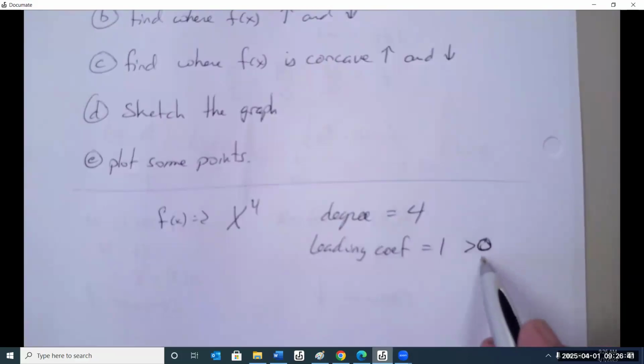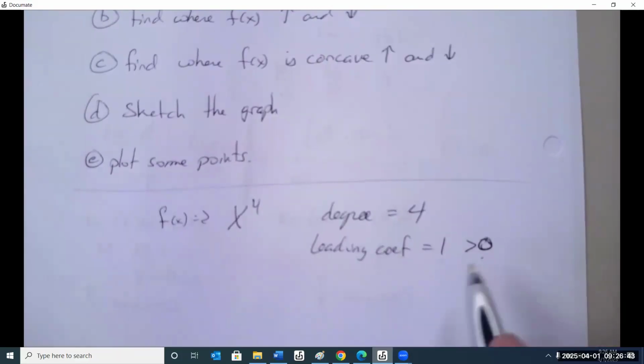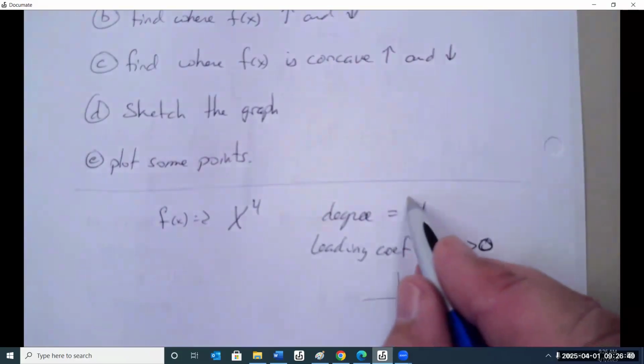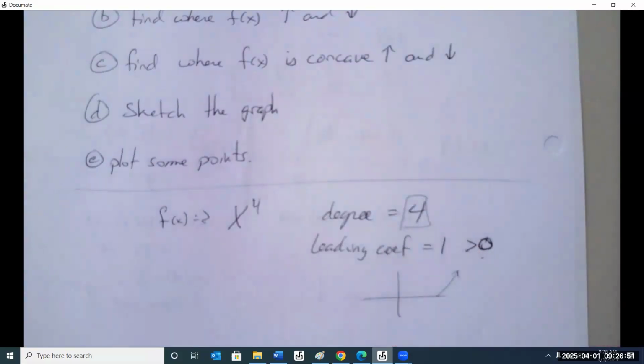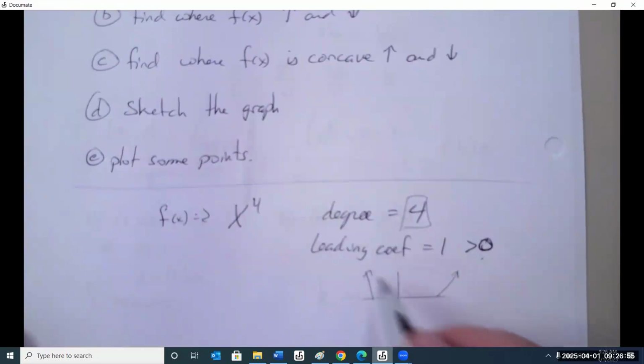Because the leading coefficient is positive, it tells us at the end behavior, it goes up. And what does this tell us? Since the degree is even, that means both ends point the same direction. And since it's positive, they both point up.